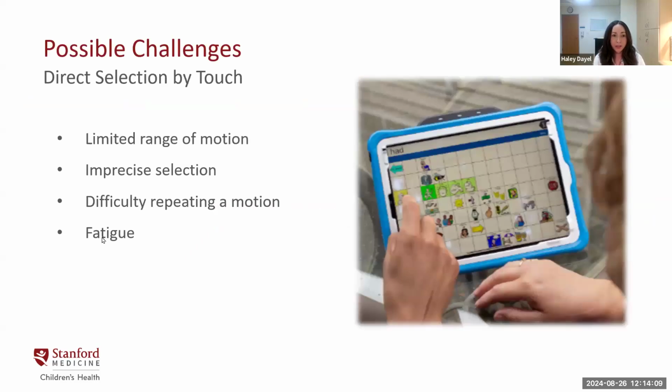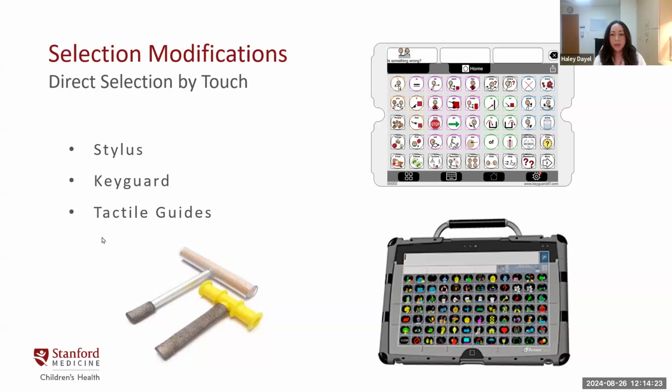Some of the challenges that somebody might face when they're using direct selection by touch include limitations in range of motion, difficulty making precise selections, difficulty repeating a motion, and fatigue. There are a number of modifications that we could consider for somebody who's having some of these difficulties. For example, we might consider using a stylus or adding a key guard to the device that might help them make more accurate selections.